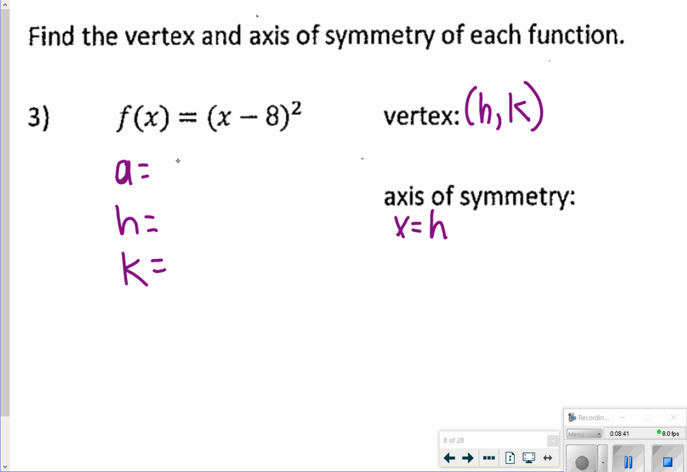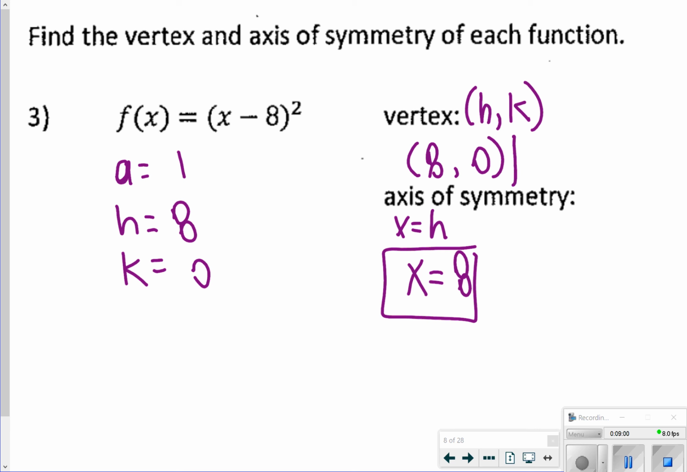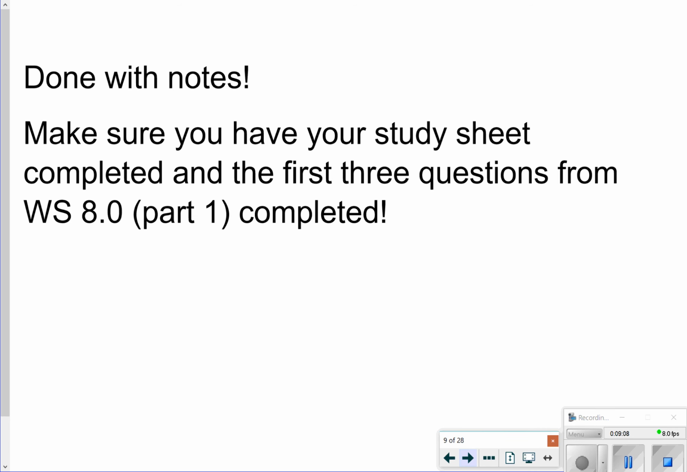A is not equal to anything, or we're going to say 1. H is equal to 8, and K is equal to 0. So that means my vertex, h, k, is 8, 0, and my axis of symmetry is x is equal to h, which would be x is equal to 8. So these would be my 2 answers for number 3, and that gives you an idea of how to answer number 4. That's going to conclude our notes for today.